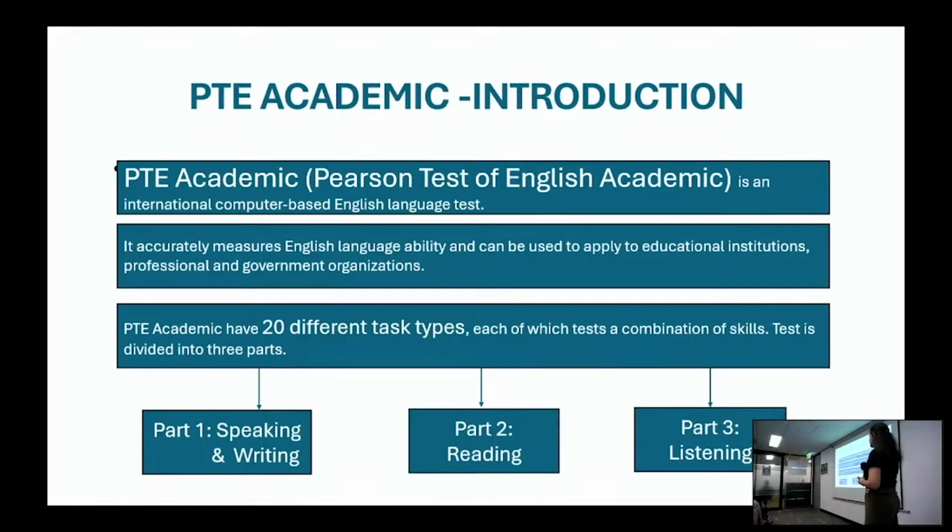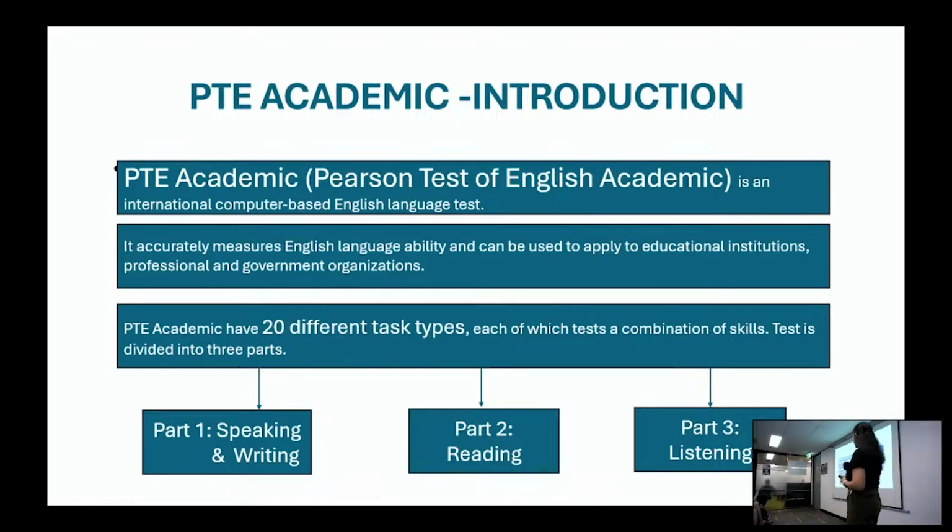First of all, let's talk about PTE, Pearson Test of English Academic. This is an international computer-based English language test, which measures your English language ability and can be used to apply to various educational institutes. Like, if you want to go for your student visa, apply for the 485 graduate visa, or maybe in the future for permanent residency purposes, it is acceptable.